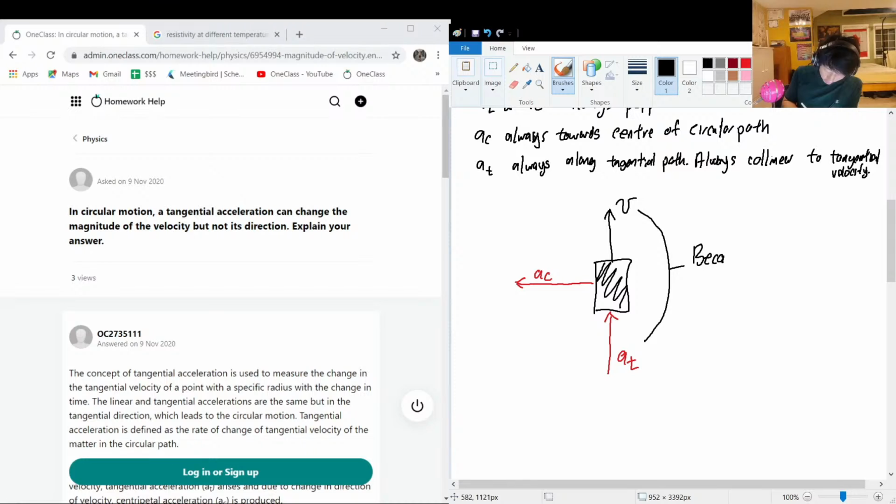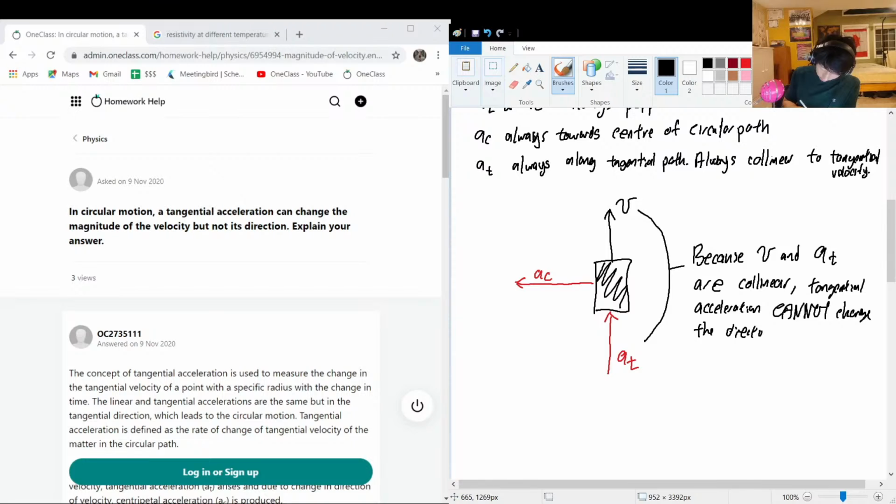So because they're collinear, because V and AT, tangential acceleration, are collinear, tangential acceleration cannot change the direction of the velocity. Okay, and that's just because they are collinear to each other.